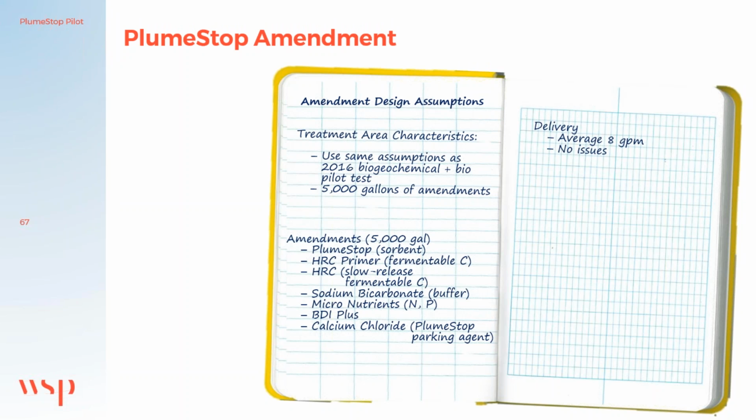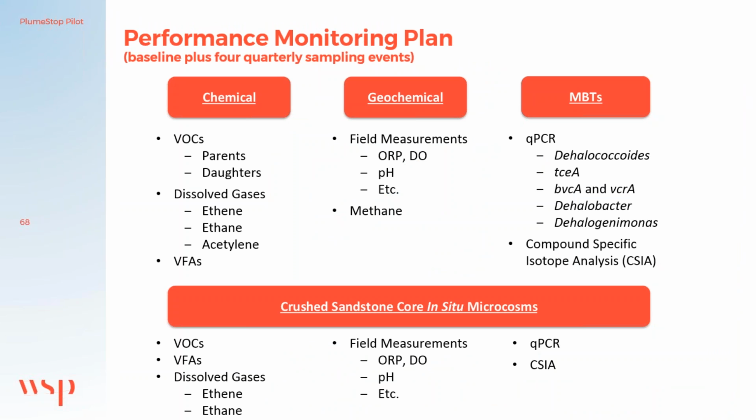The performance monitoring program for the groundwater samples is very similar to the biogeochemical pilot test. The major difference is that we crushed sandstone core samples that we collected from the previous investigations, verified that there were no VOCs remaining in those crushed sandstone samples, and filled ISMs, which was basically a 1-inch well screen segment with this sand. We deployed 3 ISMs into each of the performance monitoring wells before the application of the amendments.